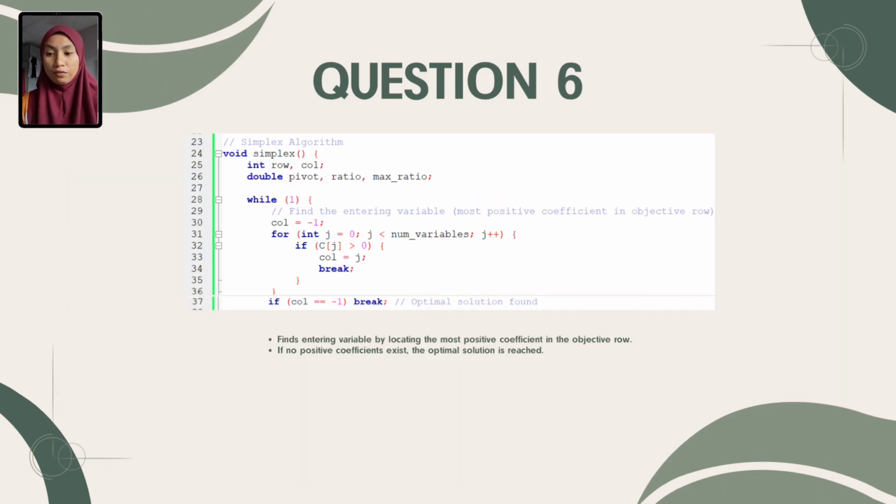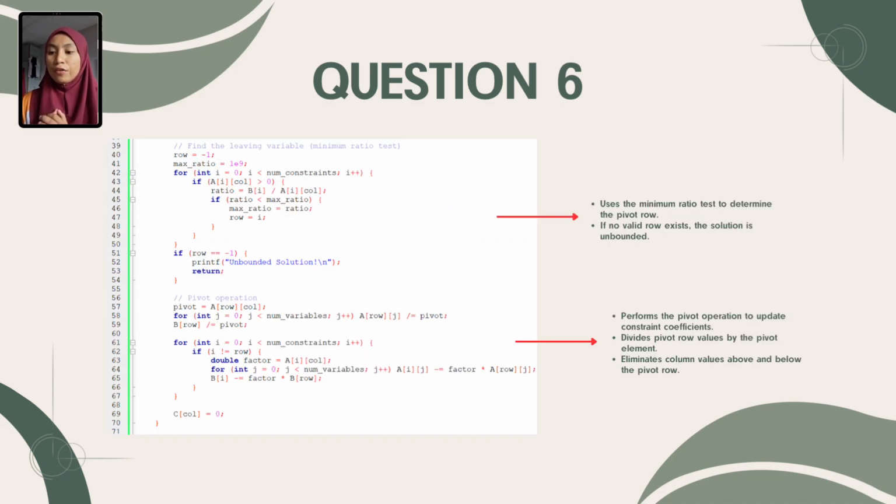For lines 24 until 37 of the simplex algorithm, the coding is to find the entering variable by locating the most positive coefficient in the objective row, and if no positive coefficient exists, the optimal solution is reached. Lines 40 until 54 determine the pivot row using the minimum ratio test. If no valid row exists, the solution is unbounded.